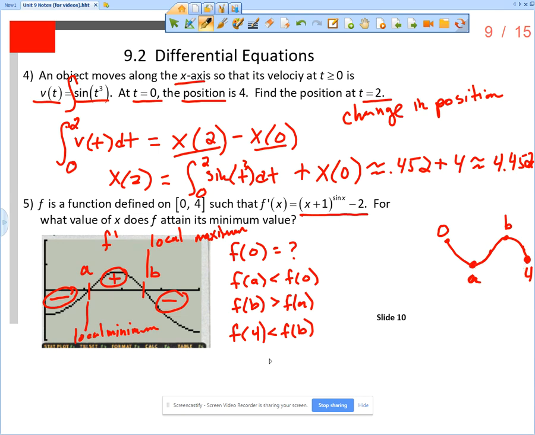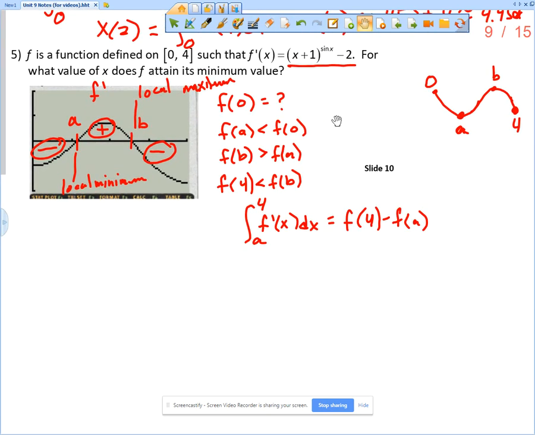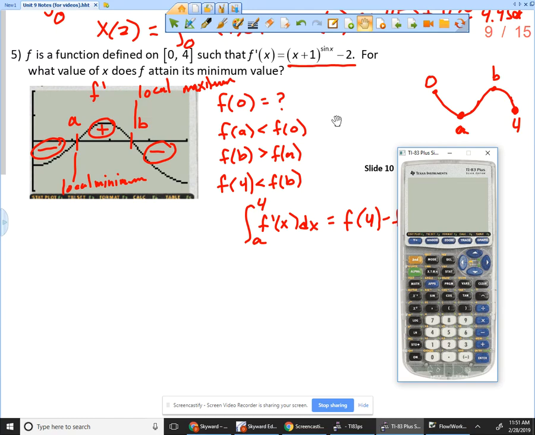So what we're going to do is integrate the f prime function with respect to x from a to 4. And what is that going to equal? That's going to equal f, right? Remember, if I integrate f prime, I get f of 4 minus f of a, right? So we want to find the value of that integral. All right, so now let's go back to the calculator. What do I need to know? Well, I need to know a. All right, so how do I find a?